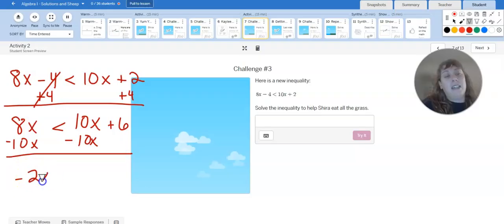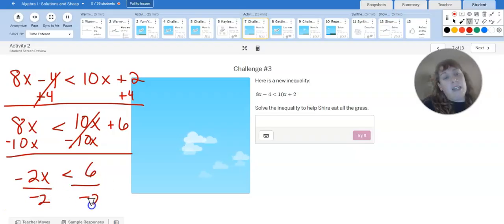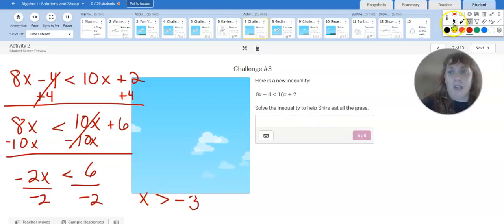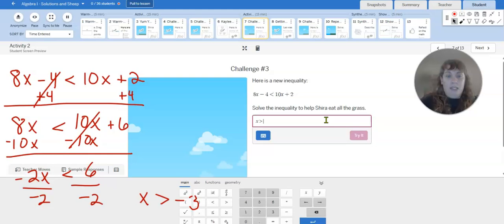8x minus 10x is a negative 2x, which is less than 6. And then divide both sides by negative 2. And of course, you all remember that when we divide by that negative 2, we flip the symbol and get x is greater than negative 3. Let's test it out and see if it works.